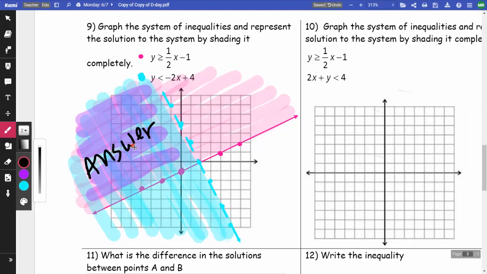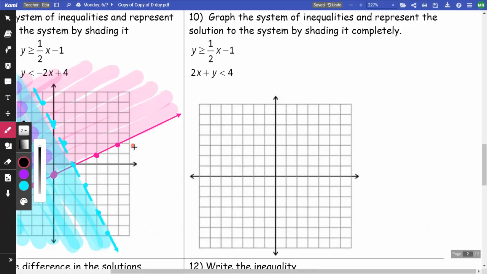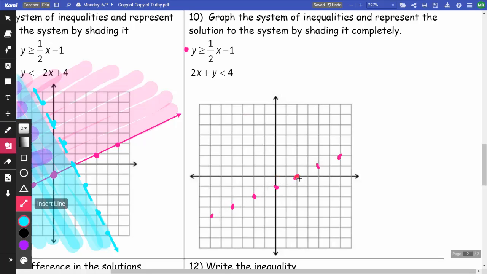On number 10, okay, we're going to graph these. So let me again graph the first one in pink. So we're going to start at -1, and then I'm going to go up 1/2, which was the same one I had on the other one. Okay. This is a solid one. Oops, trying to get a line.